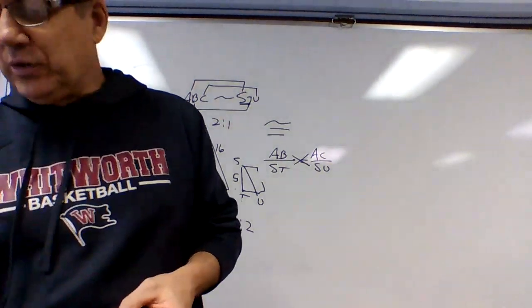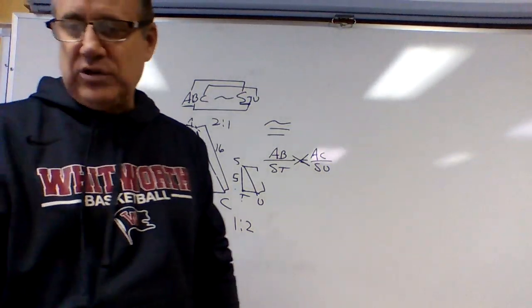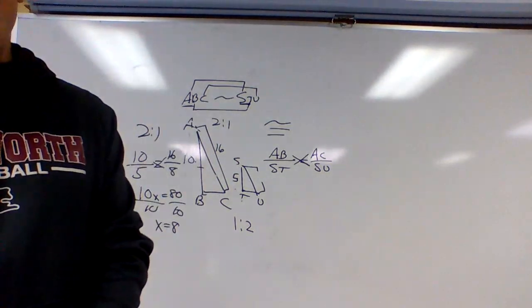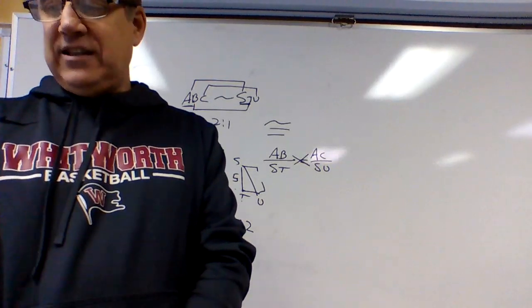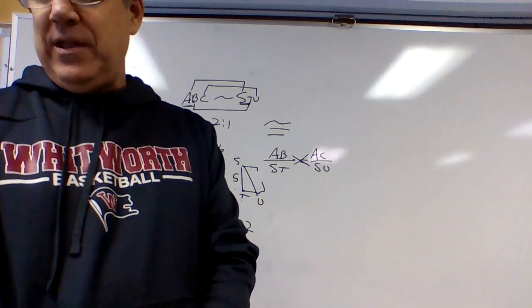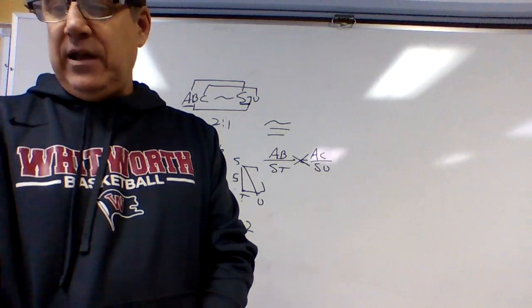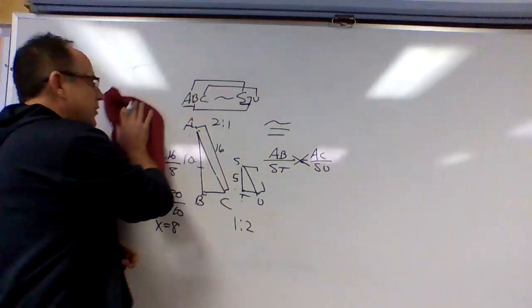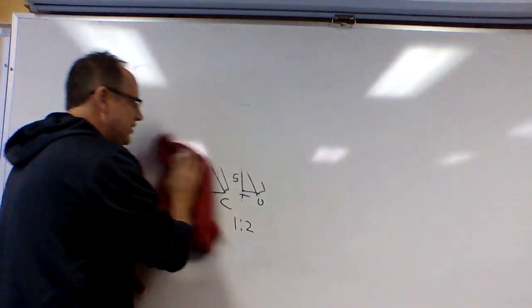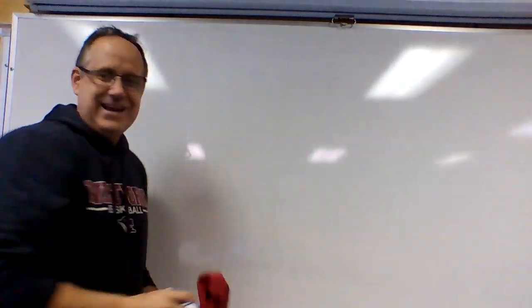So let's read guided practice 2, bottom of page 470. Determine whether the triangles shown are similar. If so, write the similarity statement and scale factor. Explain your reasoning. Okay? So what we're going to do is look at the corresponding sides in guided practice 2.